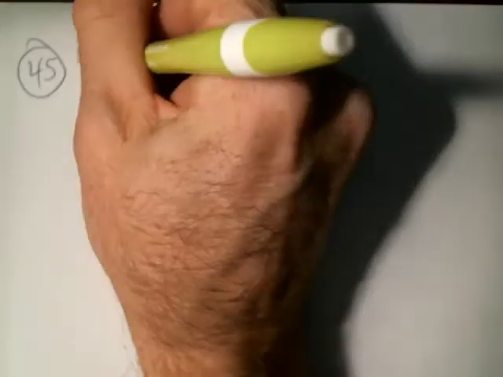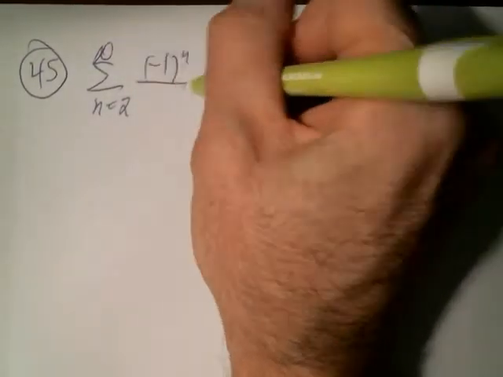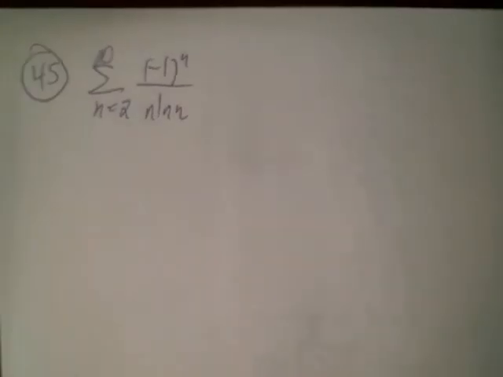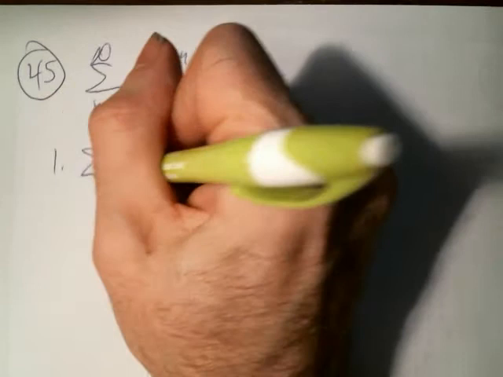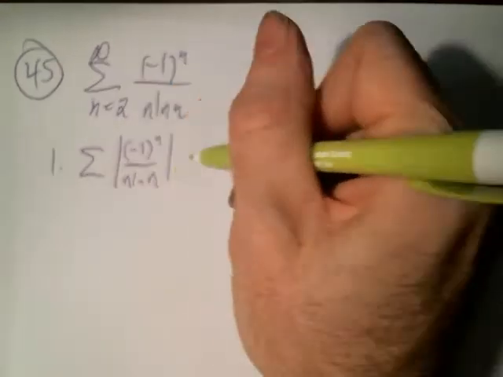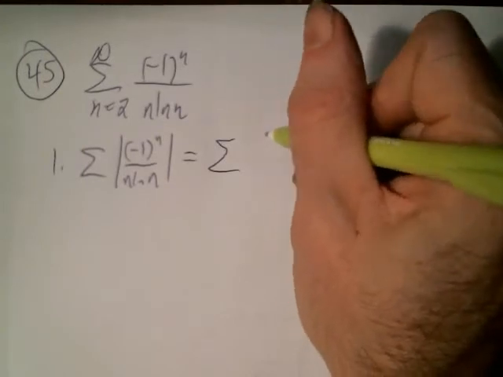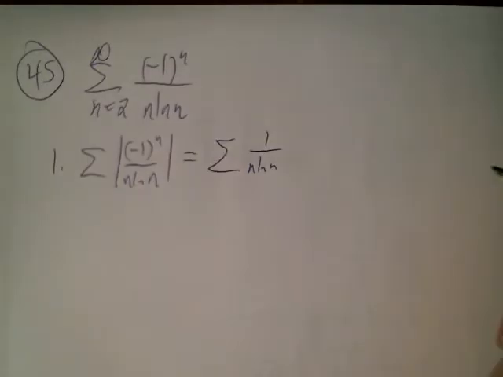All right, then. Let's look at another. This is 45. This time we have the series n equals 2 to infinity of -1 to the n all over n ln n. So again, your first step, start with the absolute value of that thing. The absolute value will kill off that -1 to the n power factor. So you just have the series 1 over n ln n.